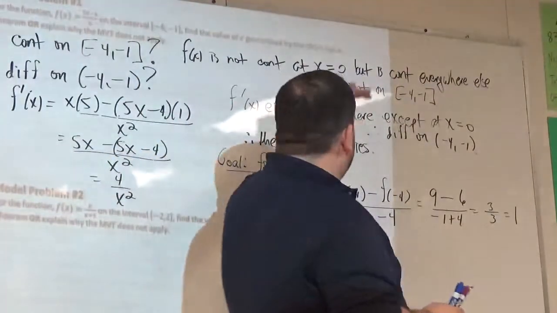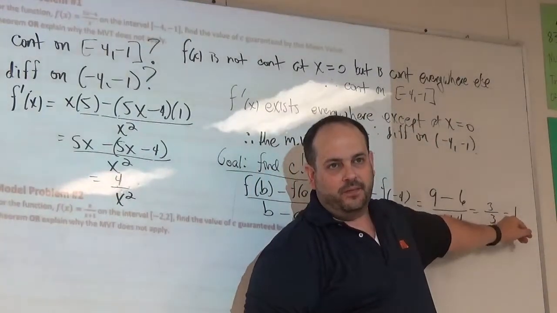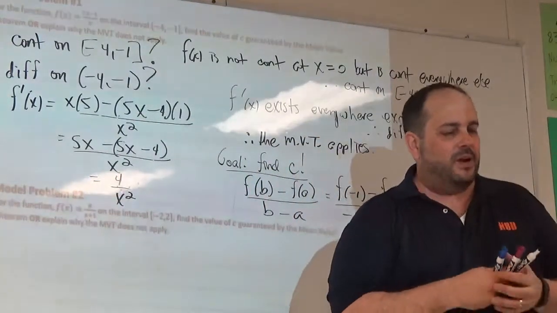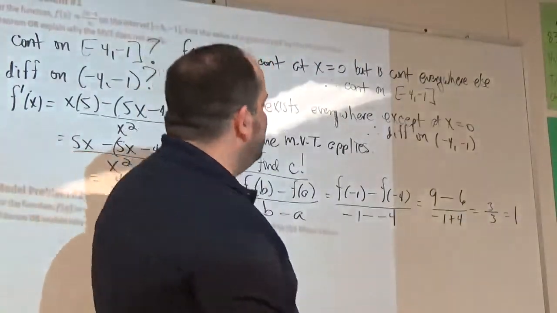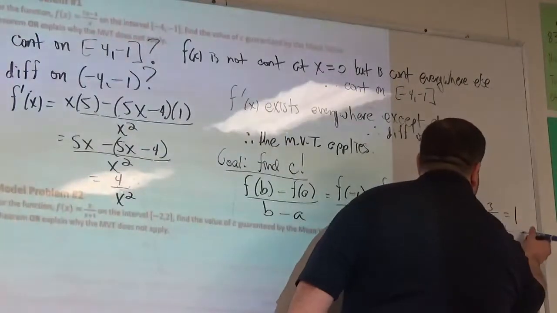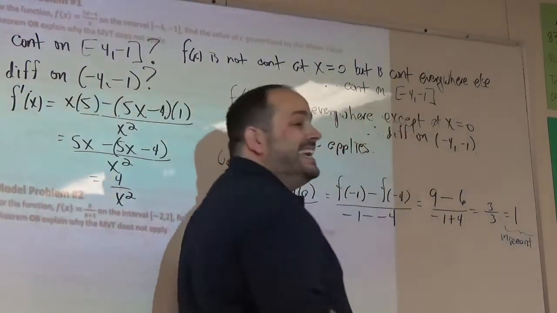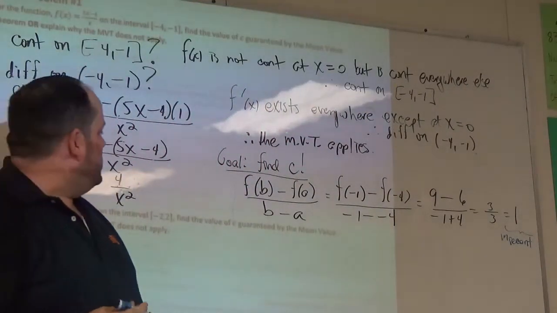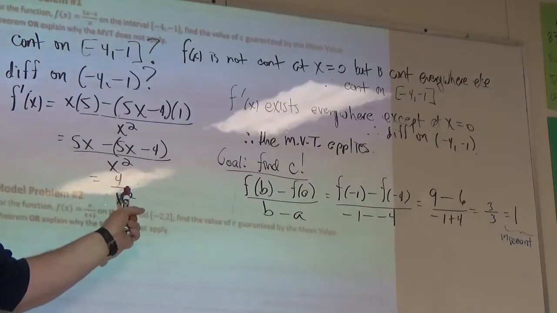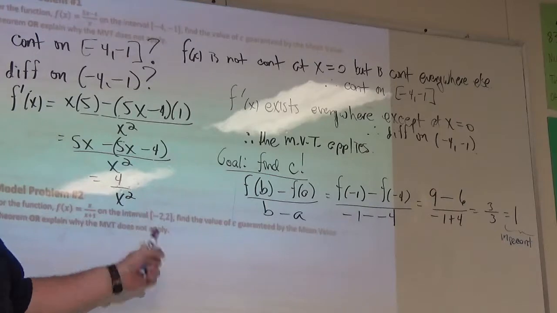For those of you that are like, I've got to be done at this point. I've already proved continuity. I've proved differentiability. One must be the answer. The biggest mistake anyone is going to make is thinking that one's the answer. One's not the answer. What does the one represent? The one represents the slope of the secant line. What we're looking for is a value of c where my derivative has that slope, or my derivative is equal to that value.